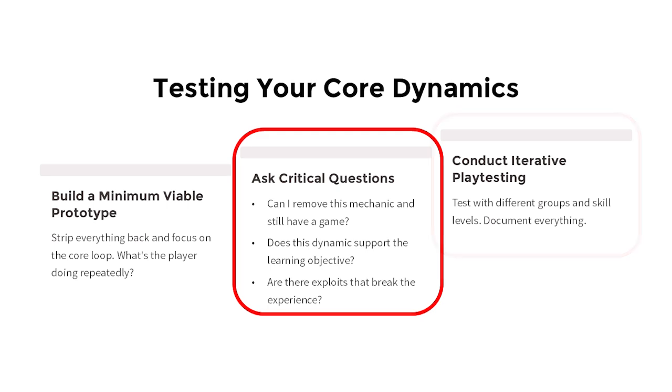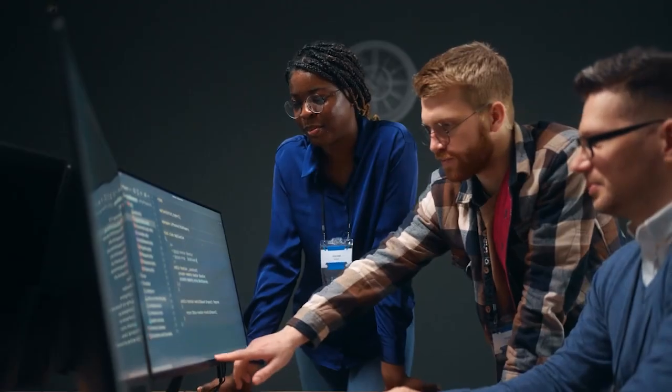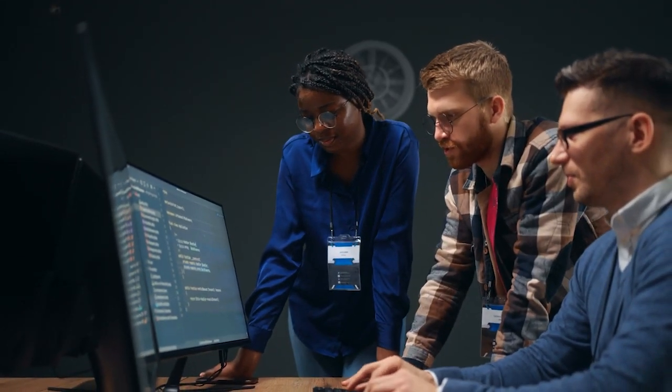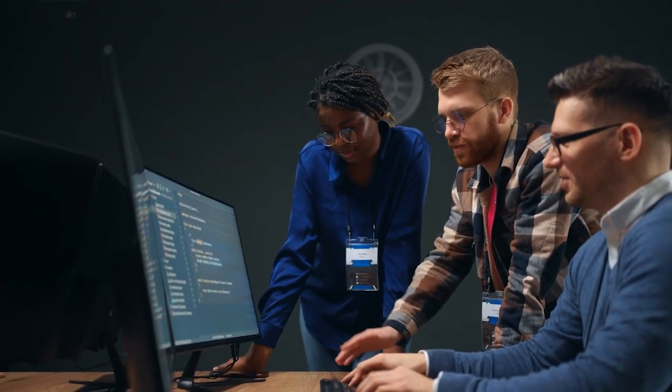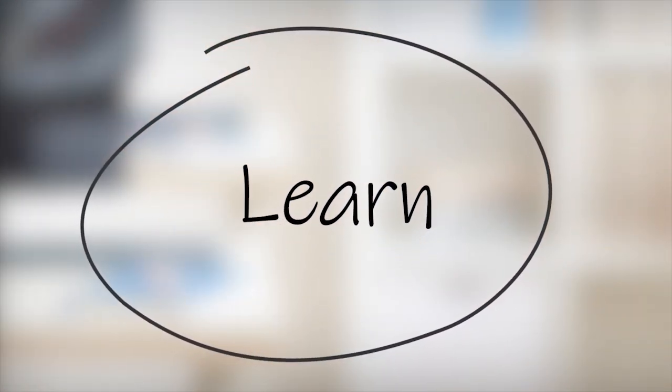Use iterative playtesting with different groups and different skill levels. Make sure that you document everything in your testing process. Remember that balance doesn't mean complexity. Sometimes less is more. If you're designing for learning, your core dynamic needs to align with outcomes.